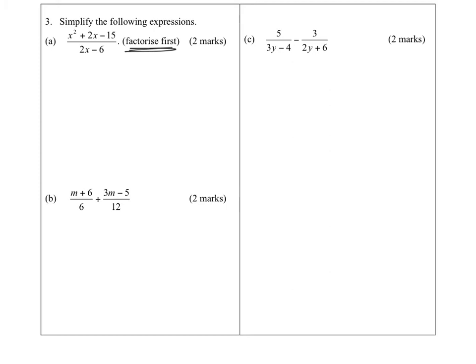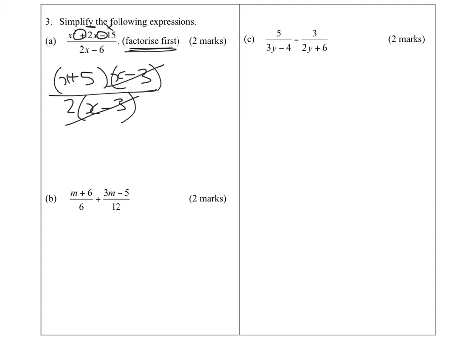Factorise first. So the top one is a trinomial. So x and x. Now give me two numbers that multiply to give you 15 and subtract to get you 2. Well, that's 5 and 3. Now because it's positive 2, the bigger number must be positive, because positive 5 minus 3 is 2. Now the bottom, 2 goes into both, x and 3 times. The x minus 3's can cancel, so we're left with x plus 5 over 2.